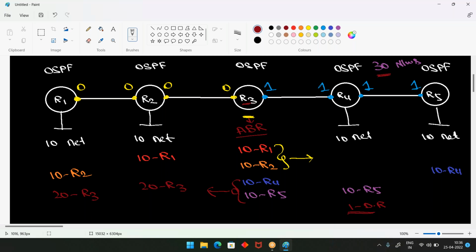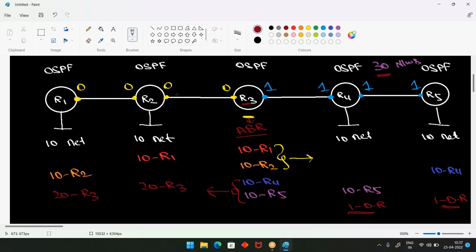That means the R3 router, instead of these 20 networks, this ABR router will share one default route to the R4 router as well as the R5 router. Now, can you please tell me, in the R1 and R2 routers, I can see the 20 networks, the R4 and R5 networks, in these two devices. No issues. Now in the R4 and R5 routers, I can see one default route. With the help of this default route, R4 and R5 can communicate with the R1 and R2 routers. Is it possible?